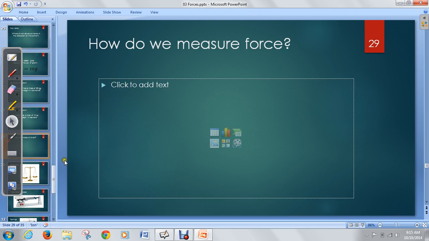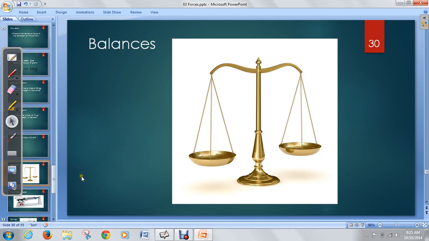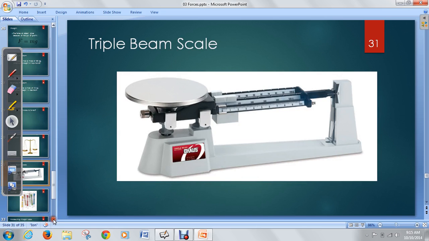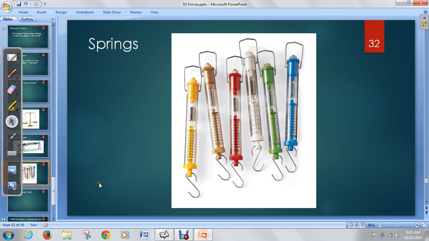And the last thing we talked about is how do we measure force? How do we measure weight? We looked at some of the different methods that have been used historically. Probably the very first thing that was ever used was a balance. A balance is a type of scale to help us measure weight. We've also learned how to use a triple beam balance, which uses these different distances to help balance it out and determine the weight. And we've also used spring scales.